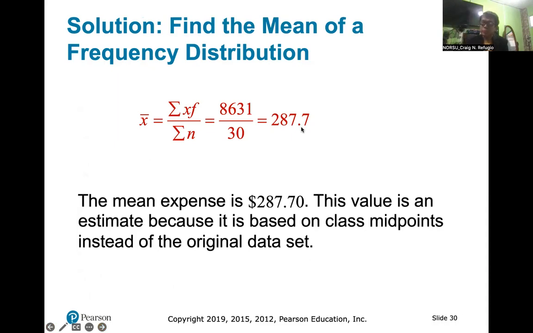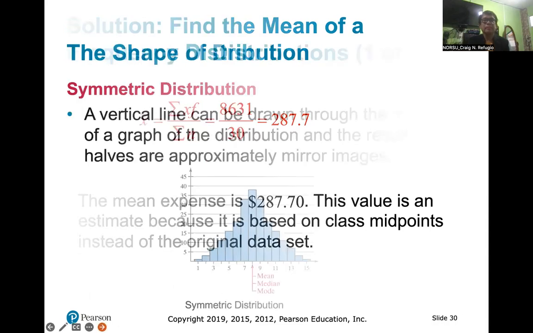Again, when we interpret 287.70, we can say that the mean expense is exactly $287.70, or it might be a little bit lower than $287.70, or it might be a little bit greater than $287.70. So take note of that interpretation.